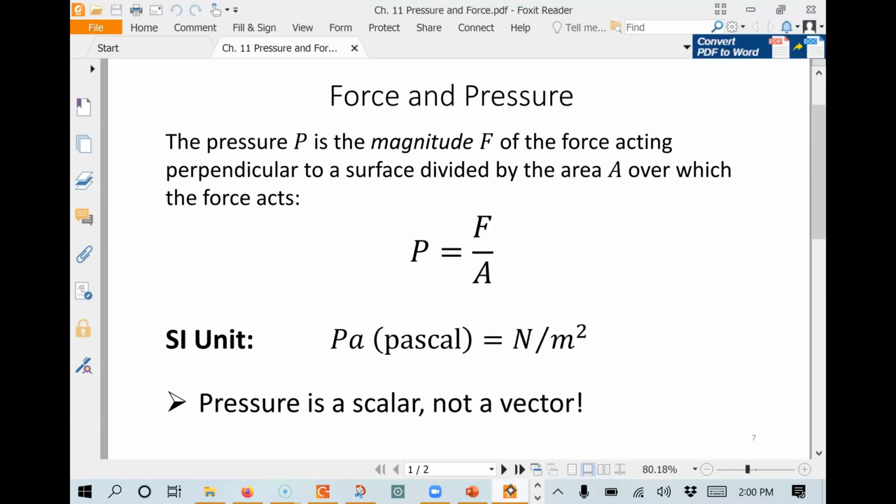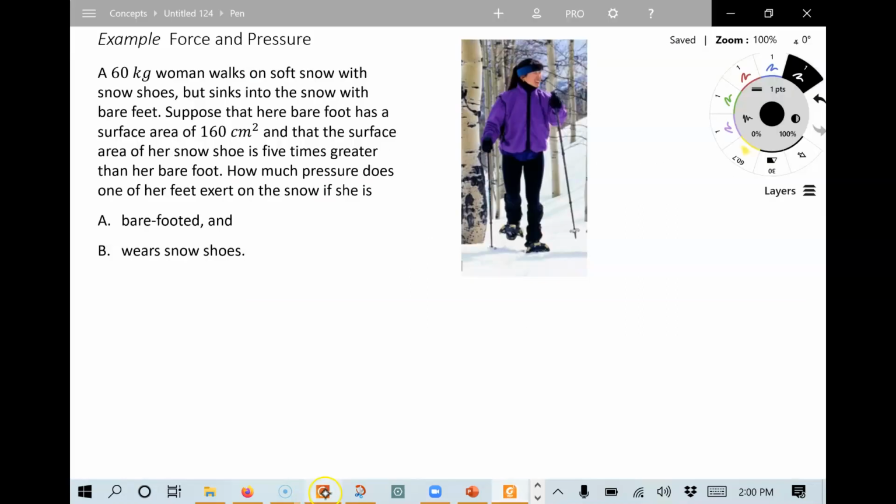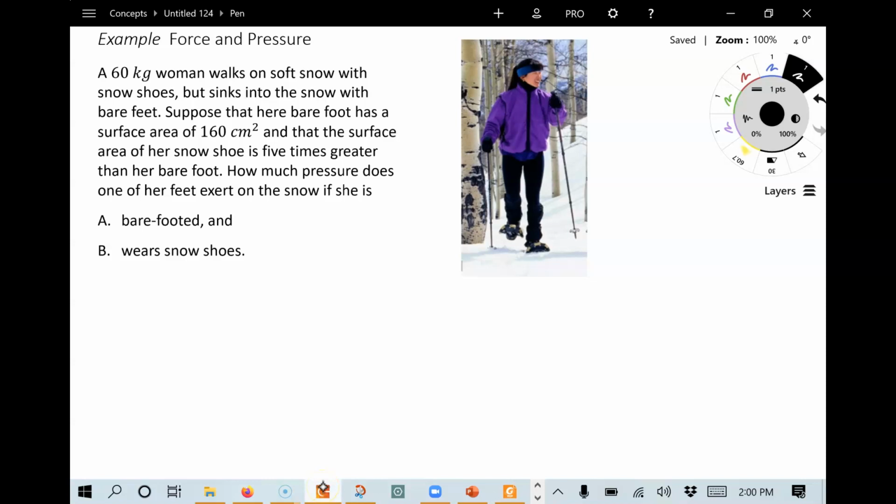So pressure, which is just a scalar, not a vector, has no direction. It's the perpendicular component of force divided by the area over which that perpendicular component of force is applied. Now, we're going to go ahead and use this equation to calculate pressure, P. So our F perpendicular, divided by the area over which that force is applied.